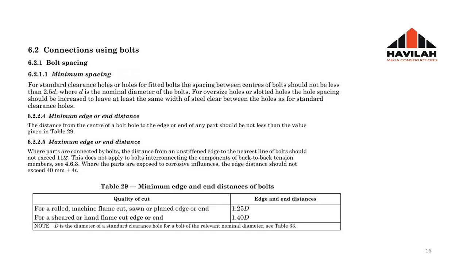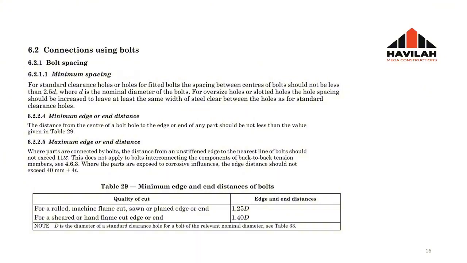I told you in the first lesson that the method of production of steel is either cold rolled or hot rolled. So you understand now. For rolled, machine flame cut, sawn or planed edge or end, the end distance is 1.25D. So everything you are applying in your calculation, the end distance should not be less than that if you are dealing with a rolled, machine flame cut, sawn or planed edge or end. All right, for sheared or hand flame cut edge or end, it should not be less than 1.4D.